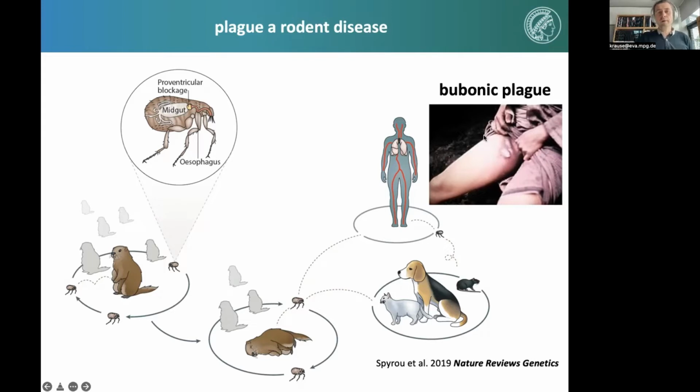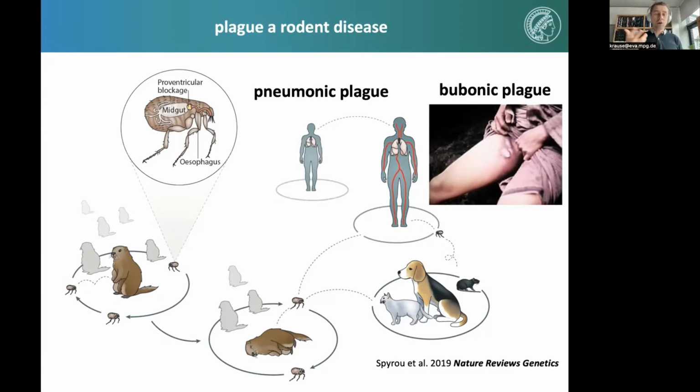There's also another form of plague, which is called pneumonic. Pneumonic plague is when people have bubonic plague, they get sepsis, they get an infected lung, and then they cough out particles of the lung with the bacteria, and somebody else inhales them. They get the bacteria directly into their lung, and that causes pneumonic plague.